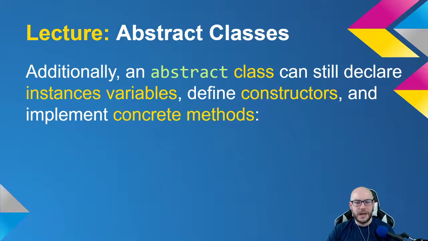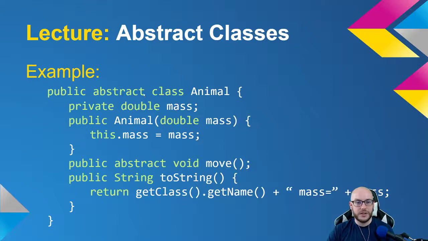And what this slide is saying is that we can have a mix of these things. We can have instance variables. That's a concrete thing. We can have constructors. That's related to the instance variables and thus a concrete thing. We can have concrete methods. That is, methods that have a body. This slide is kind of showing this off, right? Here, Animal is an abstract class. It's ultimately abstract because we have an abstract method, the move method.